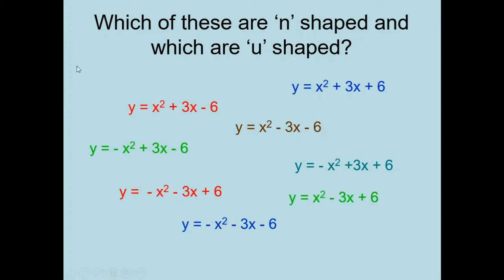Okay, so looking at these different quadratics, it's always in the format y equals some number of x squared plus some number of x plus some number. And what tells if it's going to be an N shape or a U shape is the x squared term, whether that x squared term is positive or negative. A positive quadratic, where the x squared term is positive like this one, will have a U shape, while a negative quadratic, like this one with a negative in front of the x squared term, will have an N shape.